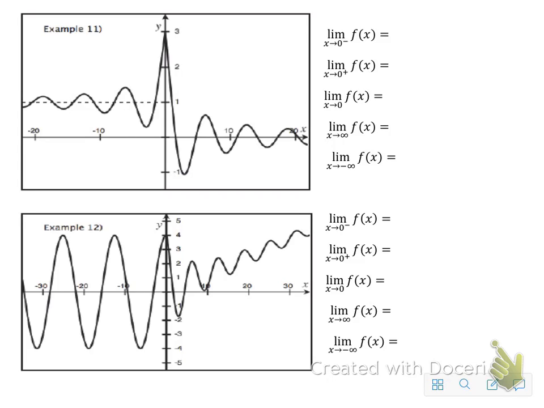Hopefully by now, after seeing so many examples, the 0 from the left and the right are going to make sense. Right, so as I approach 0 from the left, it gets to 3. And from the right, it gets to 3 as well. So we have 3, 3. They're the same, so the limit is 3. Now the limit as x approaches positive infinity.